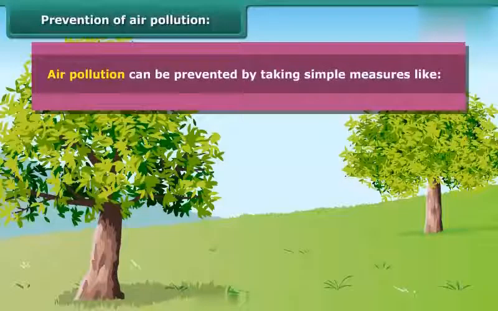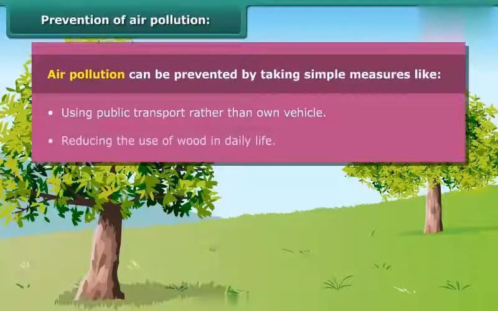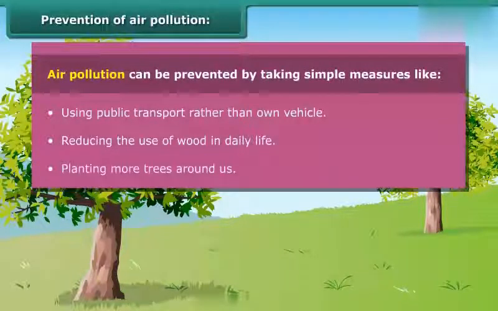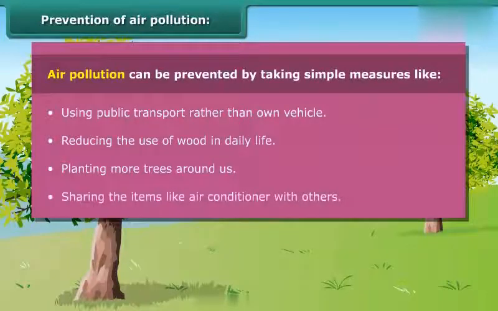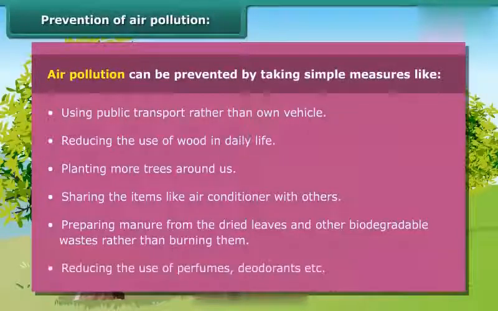Air pollution can be prevented by taking simple measures like using public transport rather than own vehicle, reducing the use of wood in daily life, planting more trees around us, sharing items like air conditioner with others, preparing manure from the dried leaves and other biodegradable wastes rather than burning them, reducing the use of perfumes, deodorants, etc.